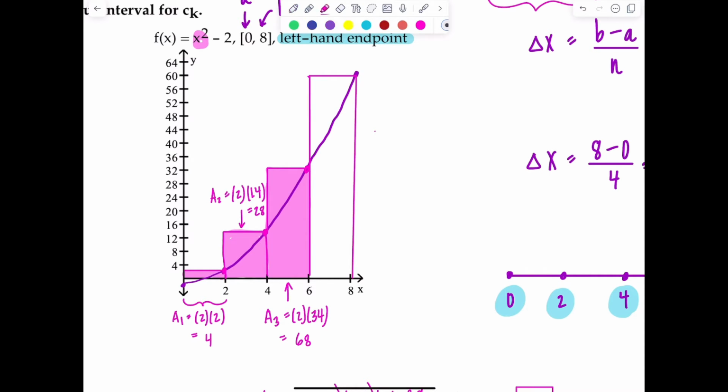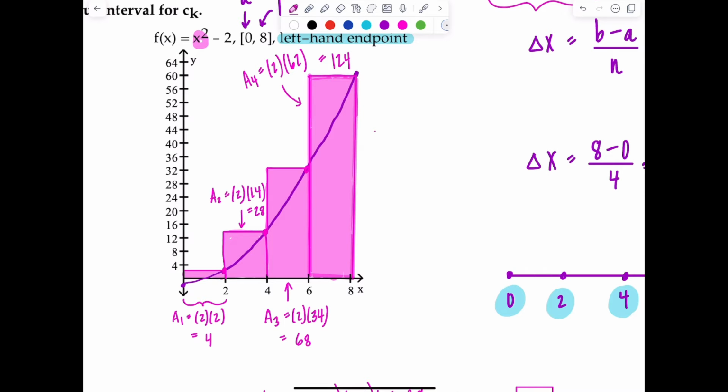Where's that at? I believe 62, right? If I plug in x equals 8, 8 squared is 64, minus 2, 62. Yep, that seems about right. So then this is area 4. To compute the area of this rectangle, we do base times height. Base is delta x. Height is 62. So 2 times 62 is 124.